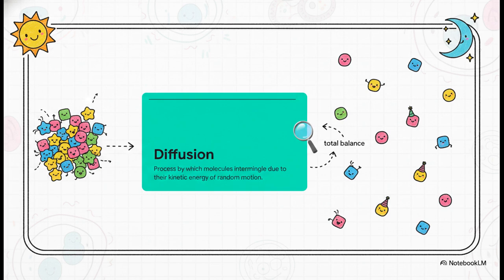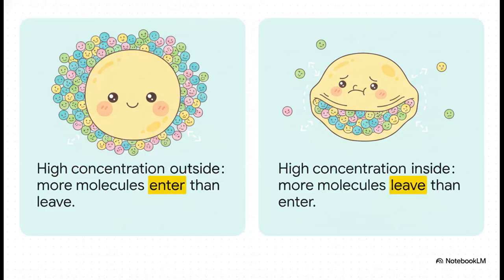Total balance. Let's break down how this actually works when a cell gets involved. If you've got a super high concentration of molecules just sitting right outside a cell, then naturally, more molecules are going to enter the cell than leave it. Conversely, if it is super crowded inside the cell, more molecules will escape to the outside. It's just a continuous, natural drive toward finding equilibrium.